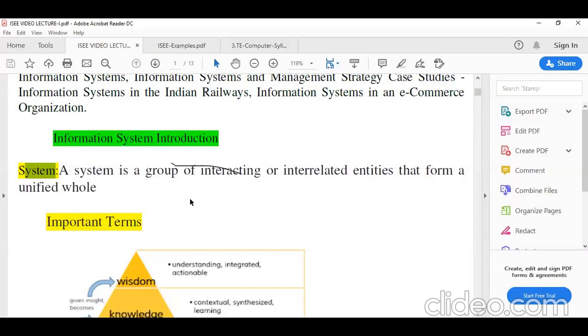For example, take our computer system. In the computer system there are various parts. Which parts are there? There is RAM, CPU, hard disk, motherboard. Combining all these components together is the meaning of unified whole. Here I am marking it. Can you see? Yes, sir. I hope you have got that.